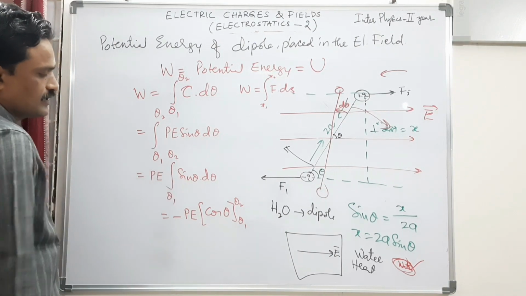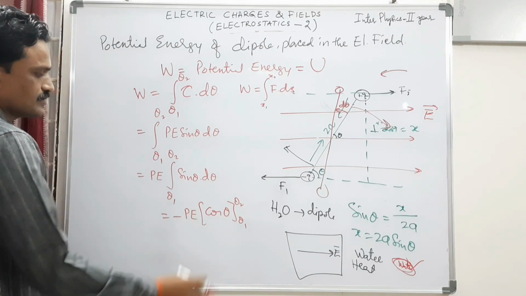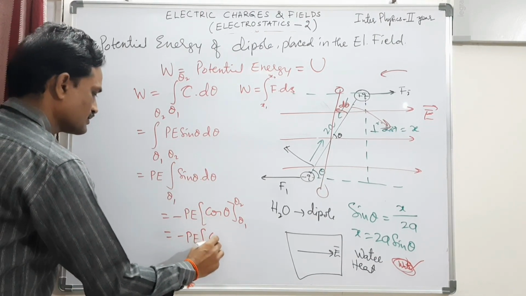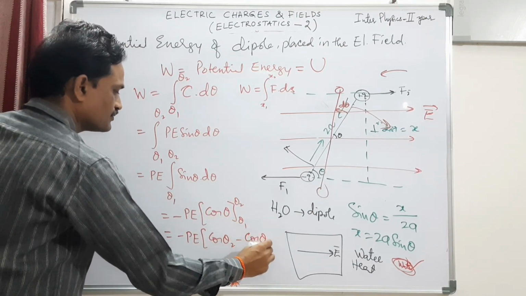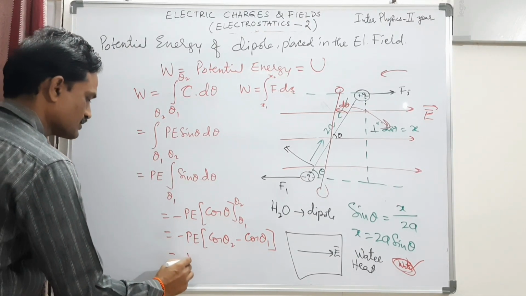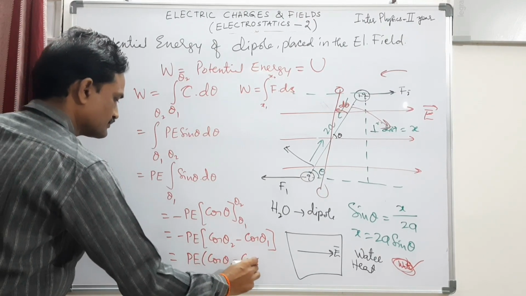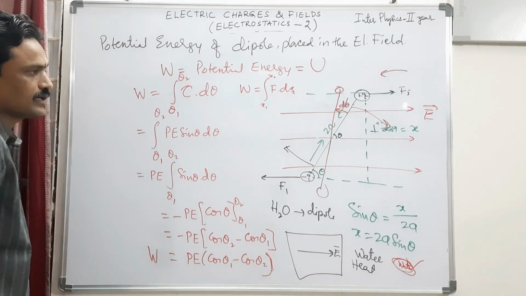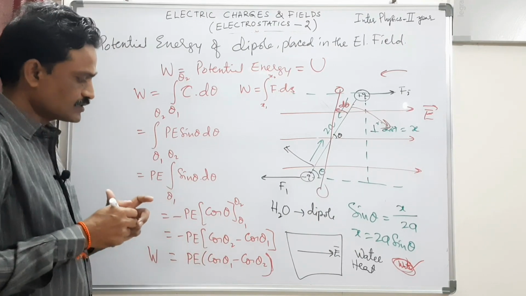In definite integration, you have to substitute the limits. So I can write this as minus PE, that is the upper limit cos theta 2 minus the value of the lower limit cos theta 1. So this can be written as PE into cos theta 1 minus cos theta 2. This is the work done by the external agent. So W is equal to PE into cos theta 1 minus cos theta 2.